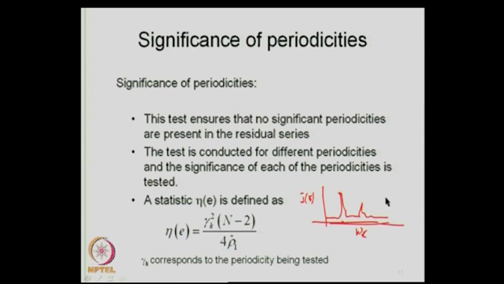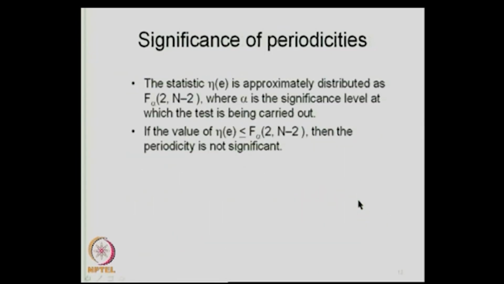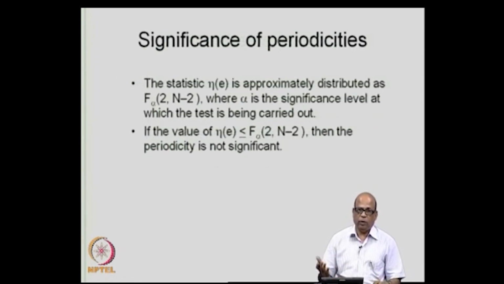However, you may have a case where this may be significant. If one of them is significant, then you have to test for the next periodicity also. So, you keep testing for the periodicities until you are satisfied that all the periodicities that are thrown up by the spectral analysis of the residual series are all insignificant. Then the series passes the test. Even if one periodicity is significant, then the particular model does not pass the test.